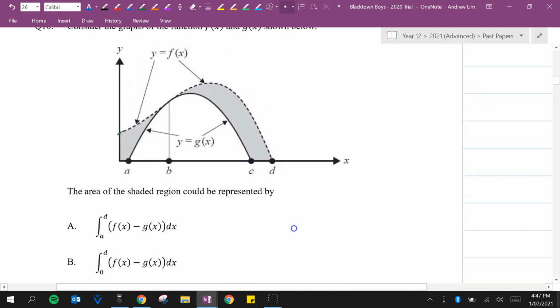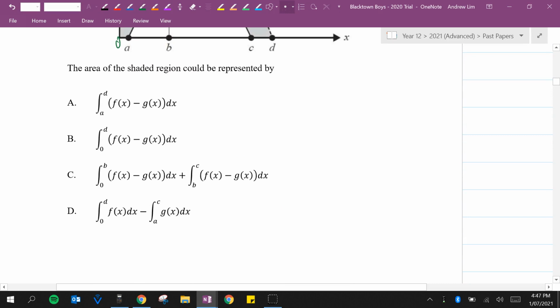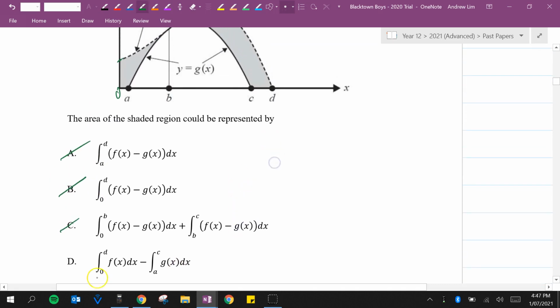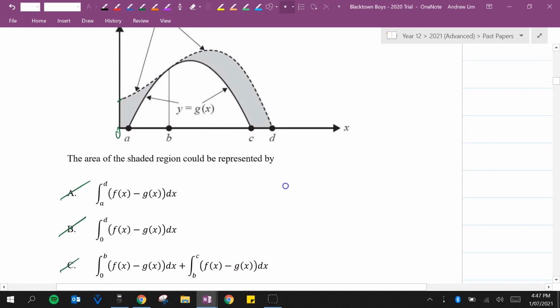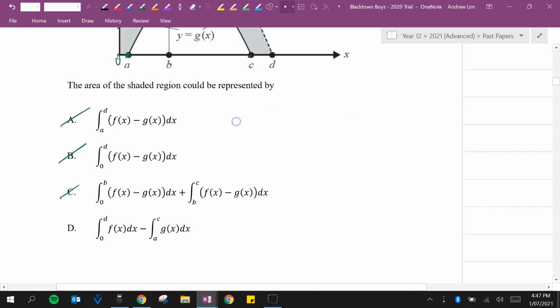It's the f of x goes from 0 to d. So it's from 0 to d, so it's not that. We said it's not B already, it's not C. It has to be D. But let's just confirm that. 0 to d of f of x and the integral of g of x from a to c. And that's what that is. So the answer is D.